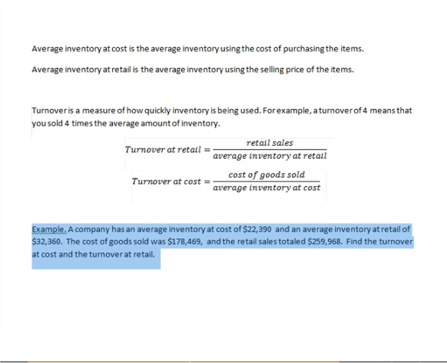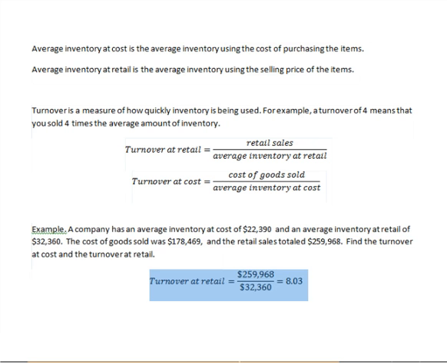A company has an average inventory at cost of $22,390 and an average inventory at retail of $32,360. The cost of goods sold was $178,469 and the retail sales totaled $259,968. Find the turnover at cost and the turnover at retail.